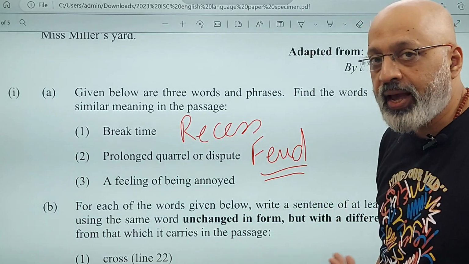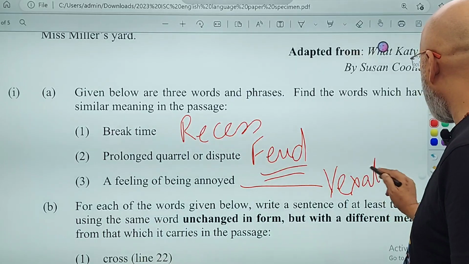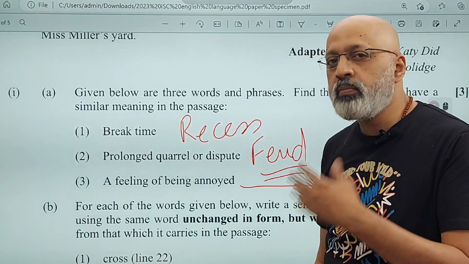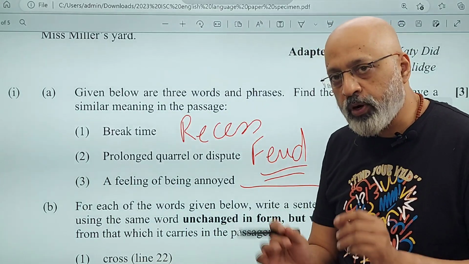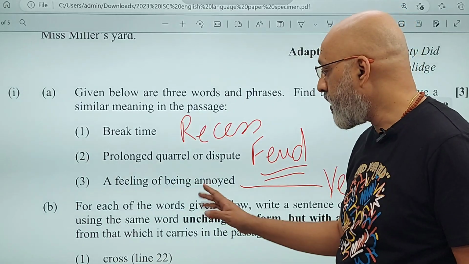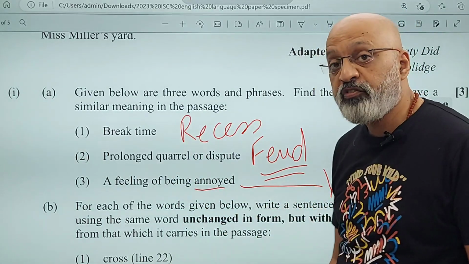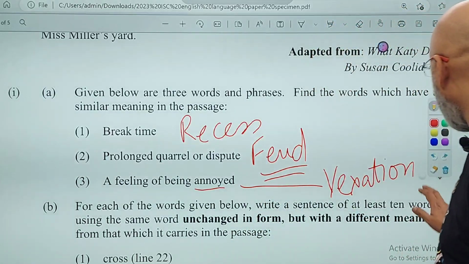A feeling of being annoyed. So the word for this is vexation. ये भी passage में है. So you need to look at the words carefully. ये 3 marks वगैरह you should not lose out because ये बहुत simple है. Passage को carefully पढ़ो. कौन सा word का meaning ये वाला है and you will be able to do that. So don't make a mistake. इसमें annoyed भी हो सकता था, frustrated भी हो सकता था. Vexation का dictionary meaning. Okay.